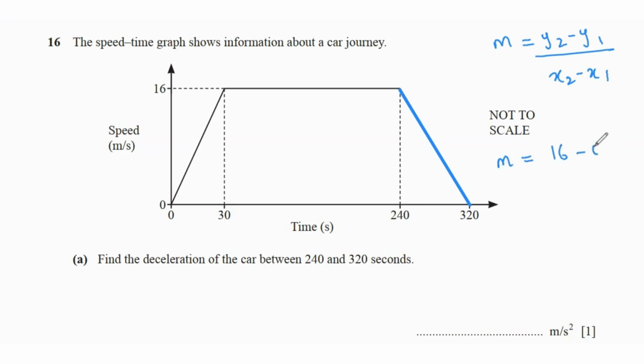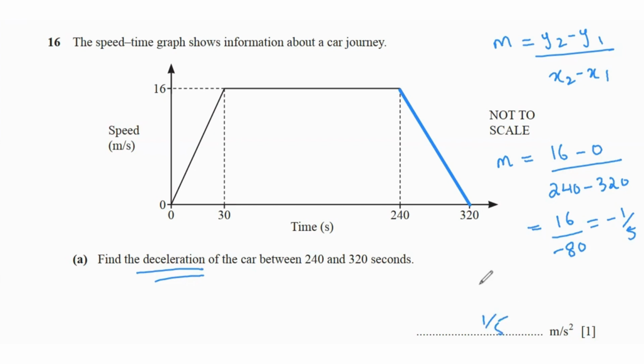16 minus 0 over 240 minus 320. So that's 16 over negative 80, which simplifies to negative 1/5. Now it says deceleration, so you don't need to write the negative sign. It already denotes that it's deceleration. So you just write 1/5, or write it as a decimal, which is going to be 0.2 meters per second squared.